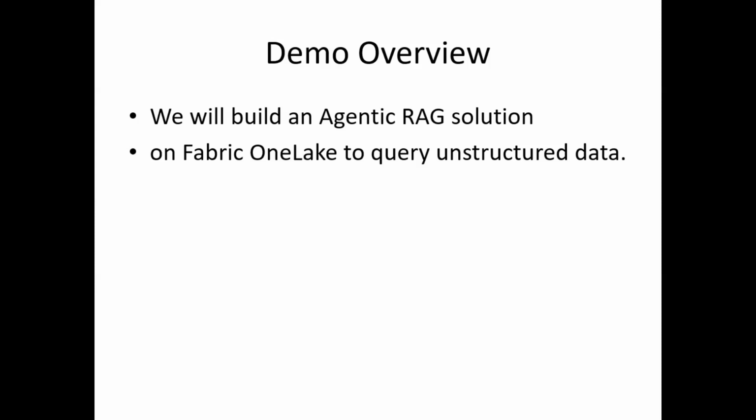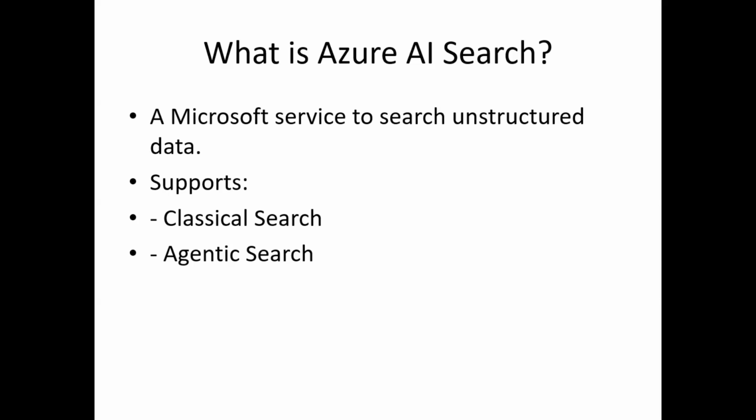Before we move on to the demo, let me give a brief introduction on what Azure AI Search is. Azure AI Search is a service from Microsoft that helps search unstructured data easily and quickly through classical search and agentic search approaches. So you might ask, what is classical search and agentic search?